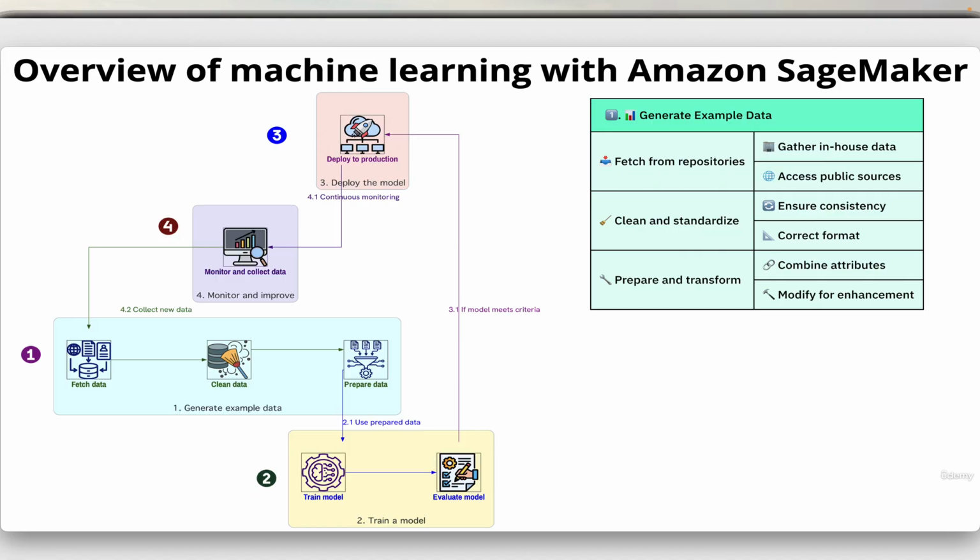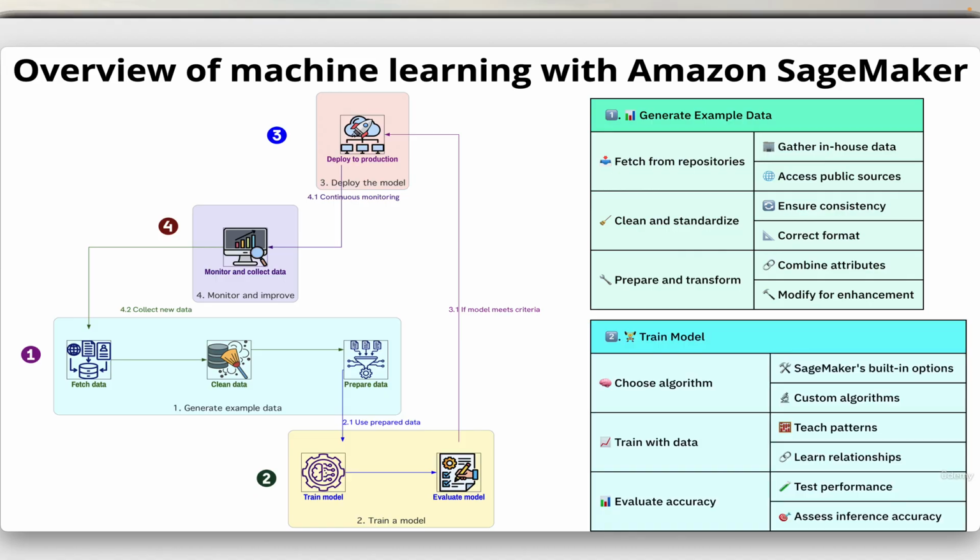And after that you have the train model stage, or phase, wherein you choose an algorithm. You can select from SageMaker's built-in options or choose custom algorithms. Then you train with data. You can use the prepared data to teach the model patterns and relationships within the data. And finally, you will evaluate the accuracy. You will test the model's performance and assess its inference accuracy. Inference is a term we use for how it predicted, and how accurate that is. Like is it 90%, 80%, 85%, 95%.